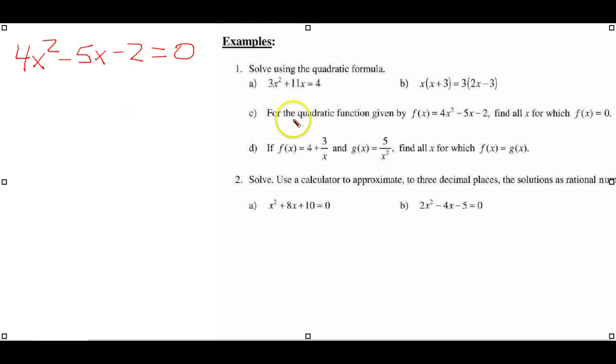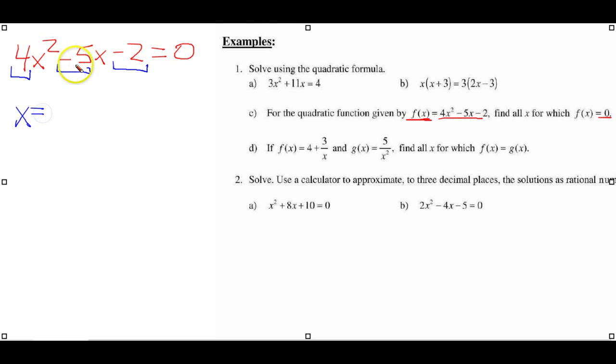For letter C, we're giving it in function notation. We're saying that function of x equals this, function of x equals 0, so we just take this and equal it to 0, which is what I have here. Now we want to identify our proper a term, b term, and c term. And we do the substitution.